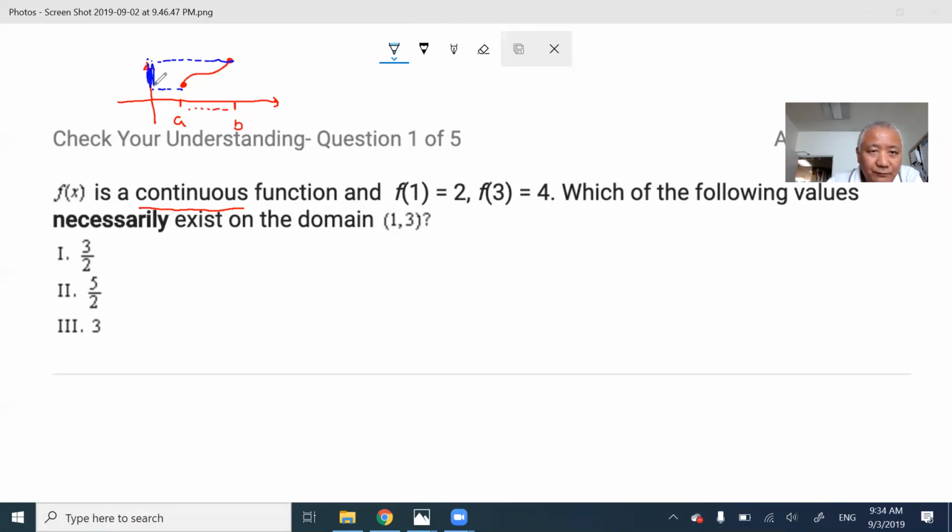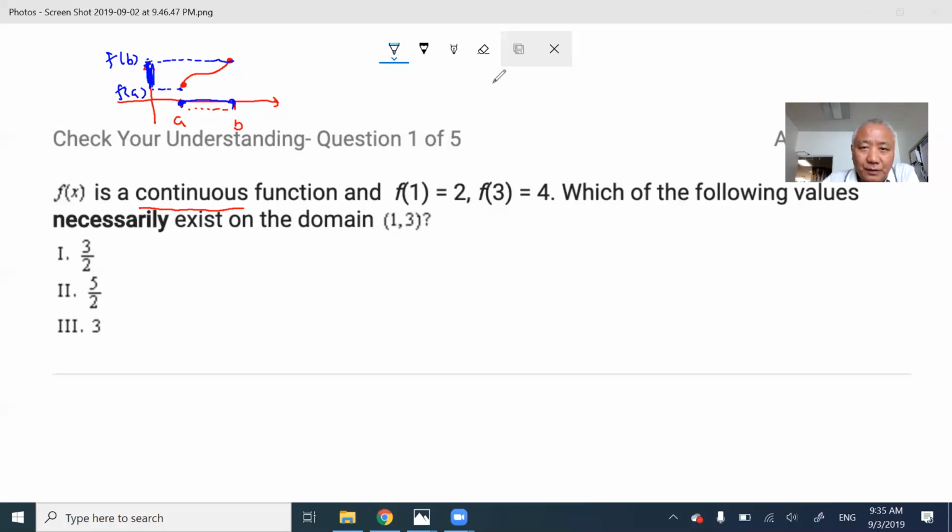Any value of the Y function value will occur as the X value changes from A to B, because there is no hole here. So this is the basic explanation of the intermediate value theorem, okay? It means as long as X changes from A to B, the Y value will correspondingly change from f(A) to f(B), so they can take all the values in between. That's called the intermediate value theorem.